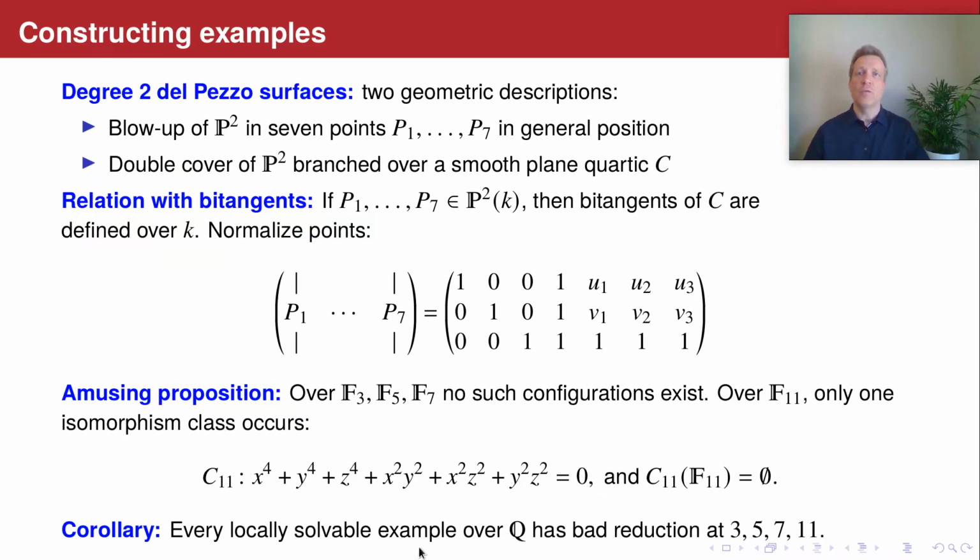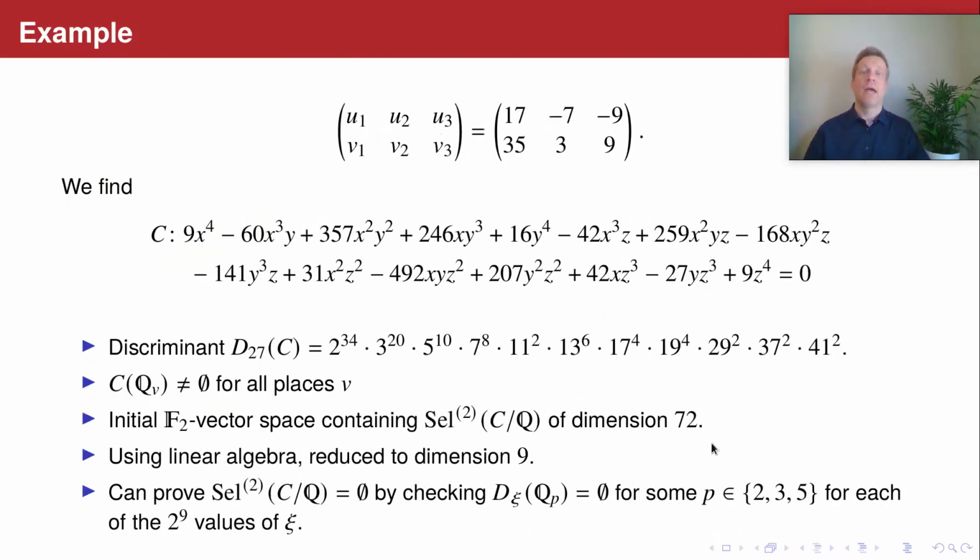We can conclude from this already that any example of a curve with rational bitangents over Q that's everywhere locally solvable is going to have bad reduction at 3, 5, 7, and 11. As an explicit example, we choose the parameter values listed here, leading to a relatively horrible equation for a plane quartic. We can compute the discriminant of this. The divisors of this are primes of bad reduction. And indeed, one can see that 3, 5, 7, and 11 occur here. And this curve is indeed everywhere locally solvable.